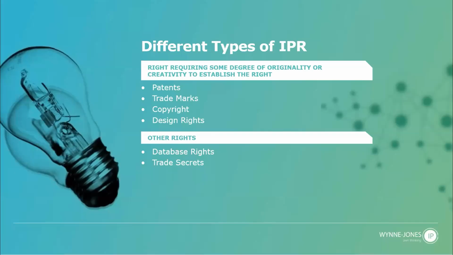So there are different types of intellectual property right that we're going to talk about. There are some rights that require some degree of originality or creativity to establish the right, and these are the classic ones of patents, trademarks, copyright, and design rights. But there are some other rights called database rights and trade secrets, which do not require originality or creativity. And we'll talk about those in detail. Even though they don't require this creativity, they are treated in essentially the same way as other intellectual property rights.